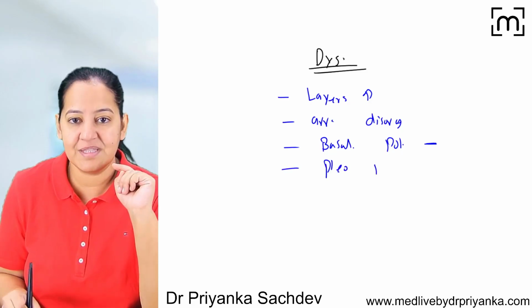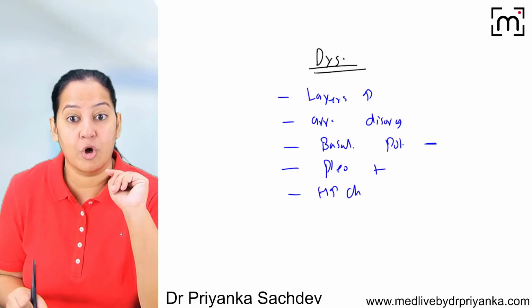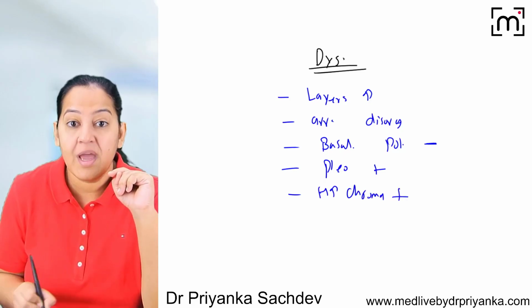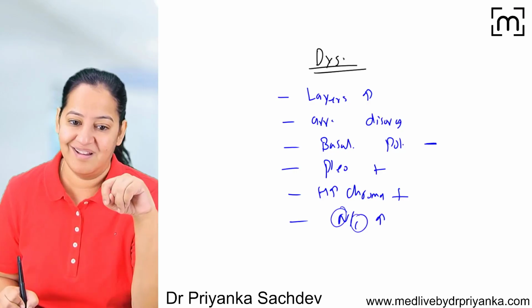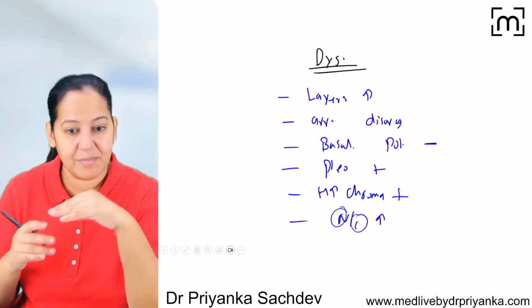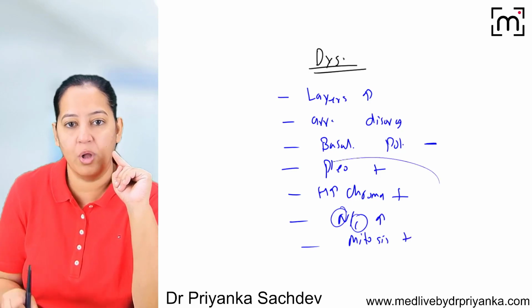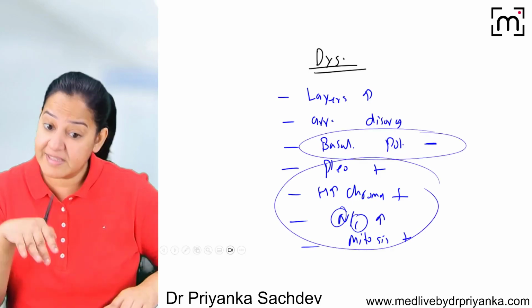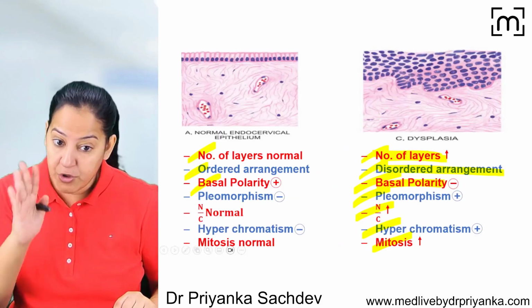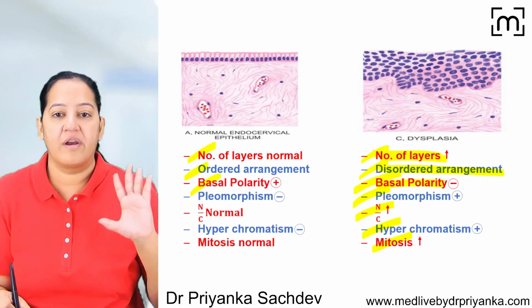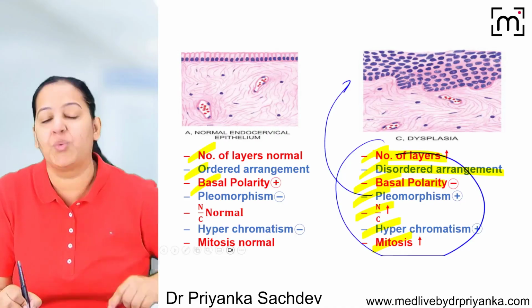But pleomorphism is present. That is variation in shape and size of the cell. Hyperchromatism is seen. The chroma, the color of the nucleus, is more. NC ratio is very high because numerator is more, denominator is less. Okay, nucleus size is more, cytoplasm size is less. And mitosis is present. So all the things are present except basal polarity, which is lost. This is the definition of dysplasia, and you have to draw this diagram to show, rather than writing, try to show them in the diagram. All these things are shown in the diagram.